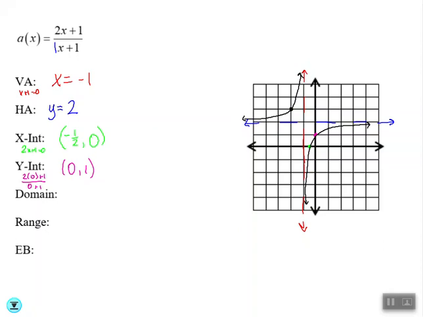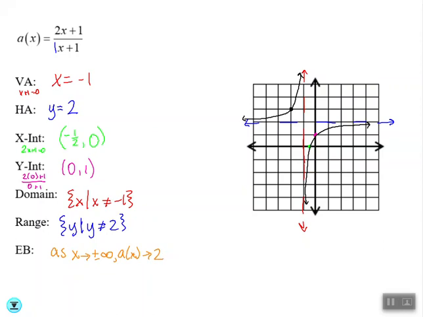Now we need to look at the domain and range and end behavior. Our domain is going to be everything except the vertical asymptote, so x, such that x does not equal -1. Our range is going to be everything except the horizontal asymptote, so y such that y does not equal 2. If we look at our end behavior, both the left and right end are approaching the horizontal asymptote, so we can write as x approaches positive and negative infinity, a of x approaches the horizontal asymptote, which is 2.